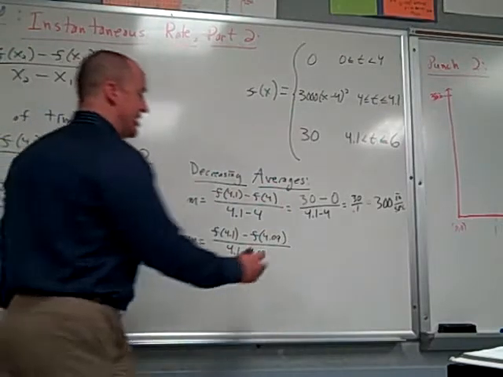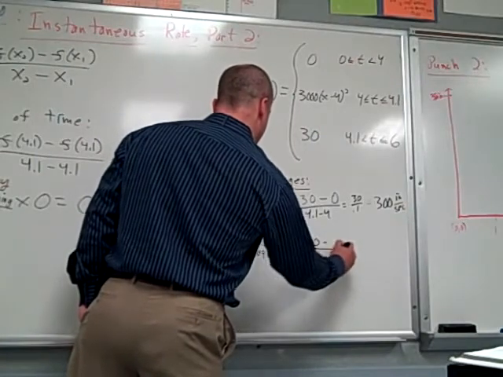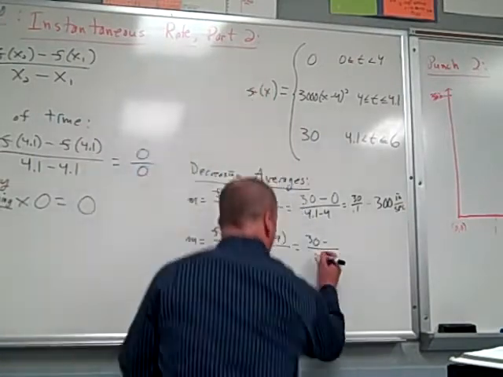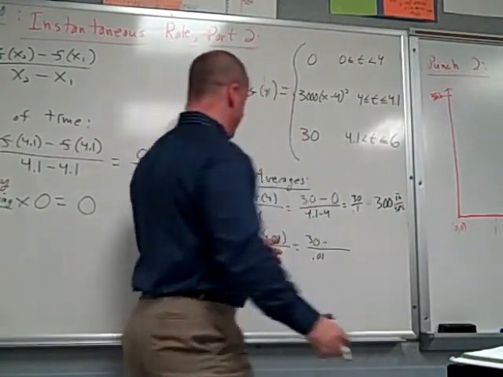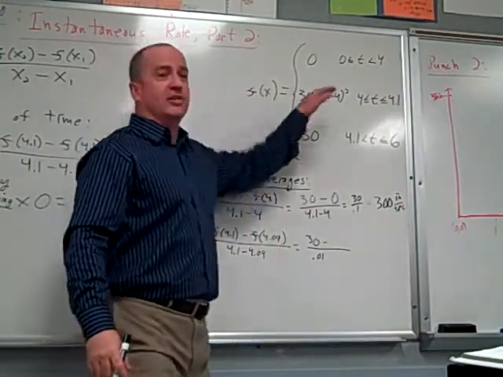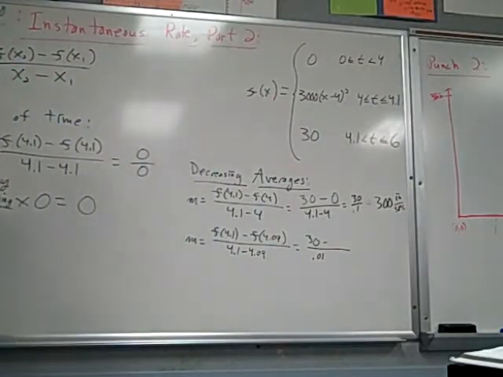Which means I need somebody. I know f of 4.1 is still 30, and I know that 4.1 minus 4.09 is 0.01. What I don't know is what happens when I put 4.09 into this parabola. So somebody with a calculator has to trace or plug in or do something.